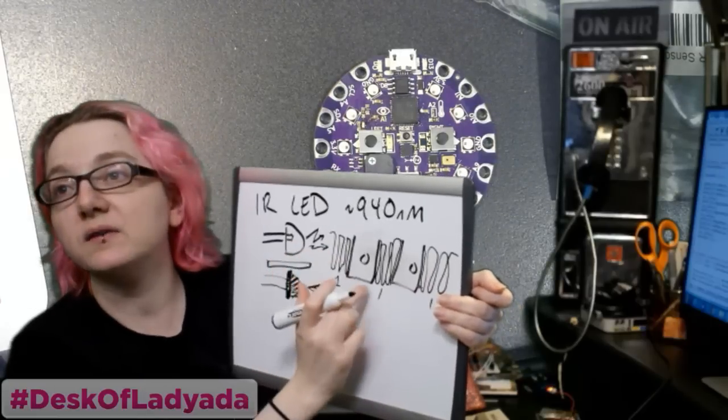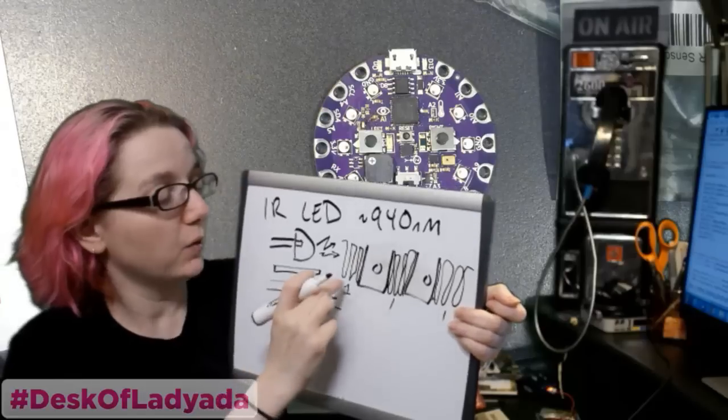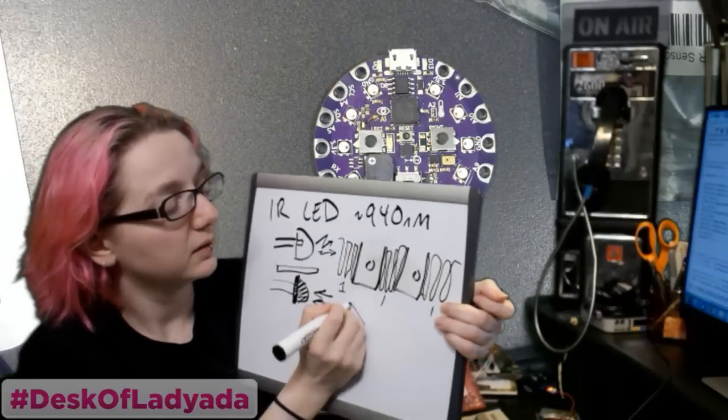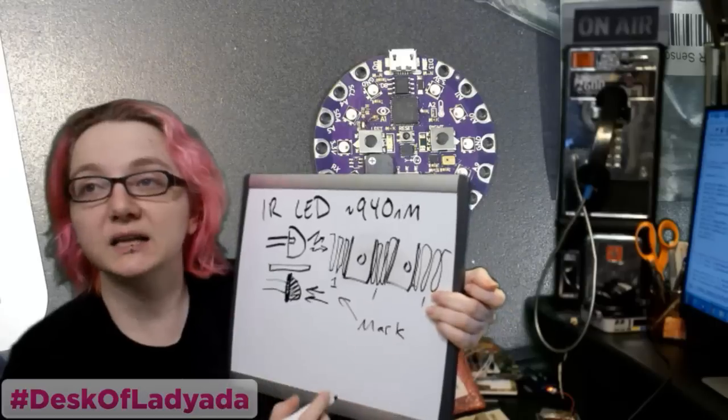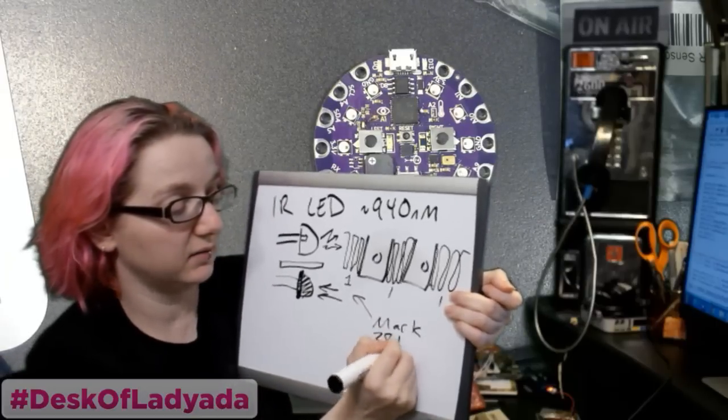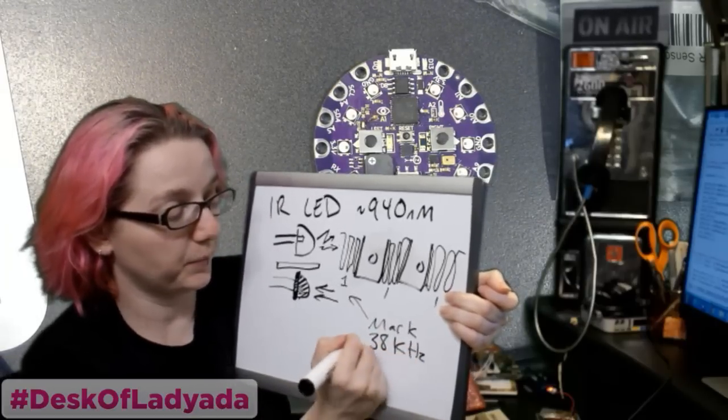This is called a mark, and this is called a space. So when you are sending a mark, that is turning the LED on and off at 38 kilohertz, approximately.